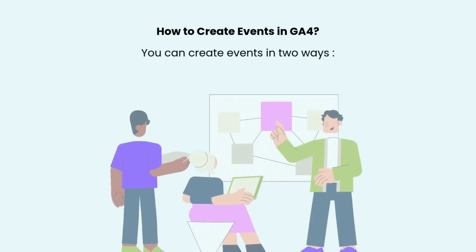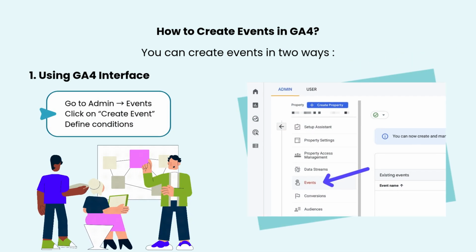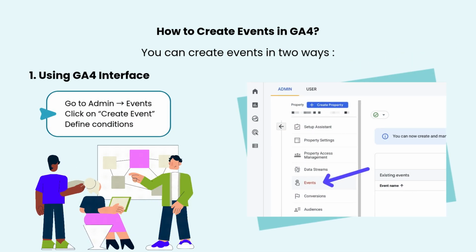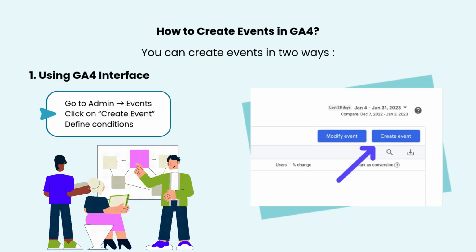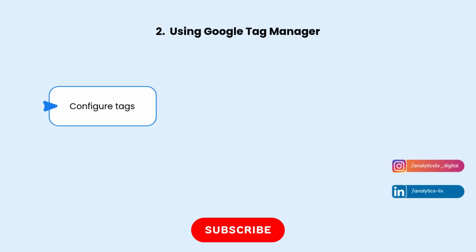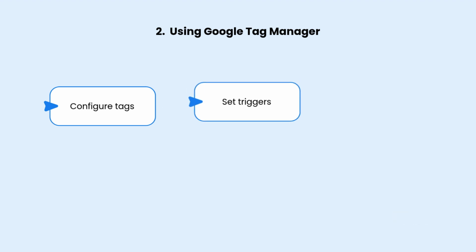How to create events in GA4? You can create events in 2 ways. Number 1. Using GA4 interface. Go to Admin, Events. Click on Create Event. Define conditions. Number 2. Using Google Tag Manager. Step number 1. Configure tags. Step number 2. Set triggers. Step number 3. Send event data to GA4.